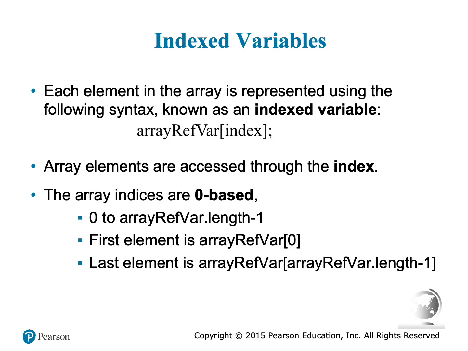When we want to access or refer to elements in an array, we must use an indexed variable, which consists of the name of the array, a pair of square brackets, and the index of the item. It is important to note that arrays are zero-based. That is to say, the index of the first element in an array is 0, and the index of the last element in an array is length minus 1.